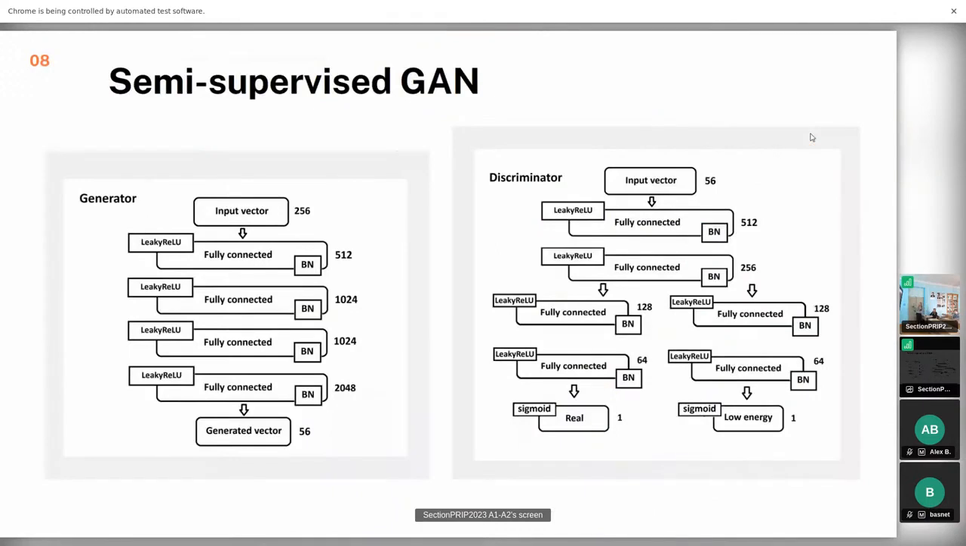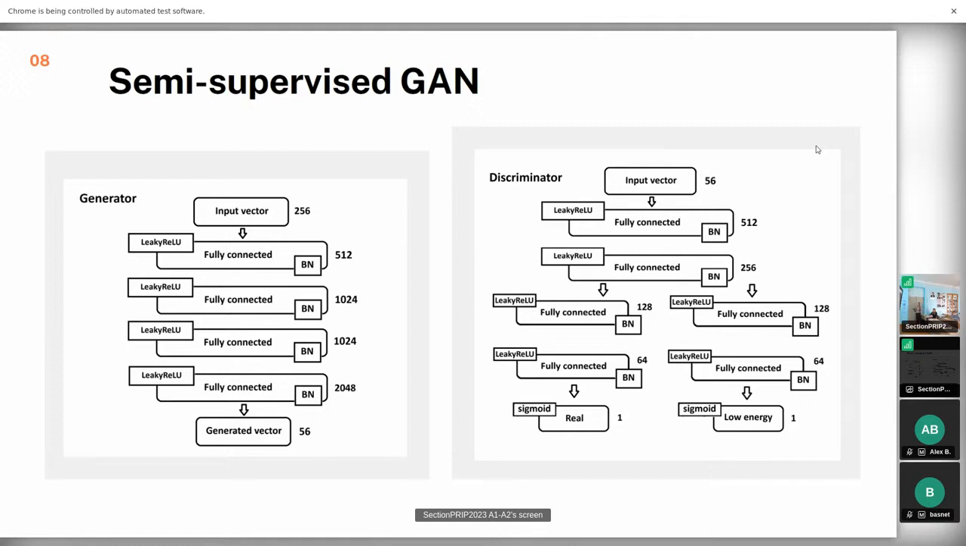What is the meaning of semi-supervised? It means that you can see a discriminator output. Usually, a discriminator can predict only one thing, whether the molecule is real. That is, whether the GAN generator generates a good molecule that is similar to real ones or not. We added a second output, which predicts to which class of energy our molecule belongs.